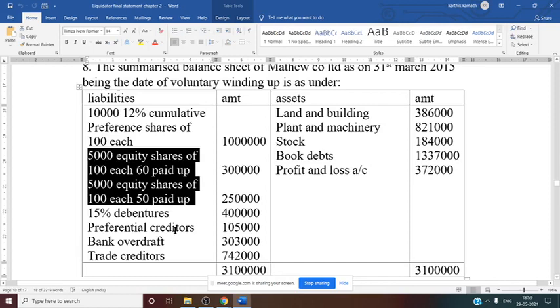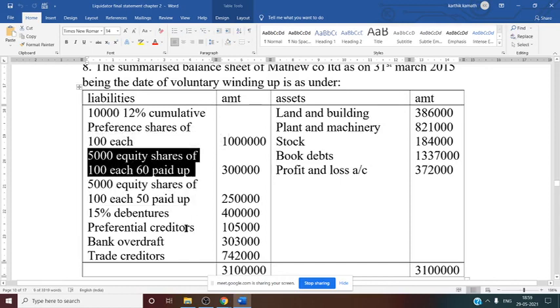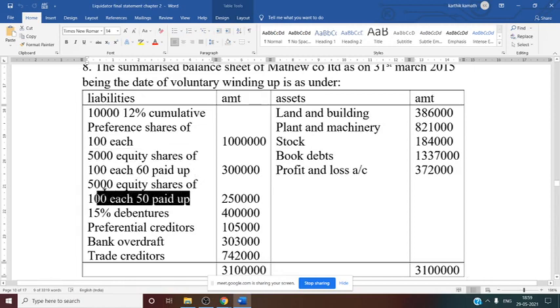See this, 5,000 equity shares of 100 each, 60 paid up, that is 3 lakh. If only one partly paid equity share information is given, then there is no problem. The value is given as 3 lakh, but here there are two partly paid equity share informations. The class of equity share is the same, 5,000 and 5,000, but if you see the paid up value, for the first one it is 60 and for the second one it is 50. So the total original value is 100, only 60 is paid. In the second case, original value is 100, only 50 is paid. The amount is given as 2,50,000.